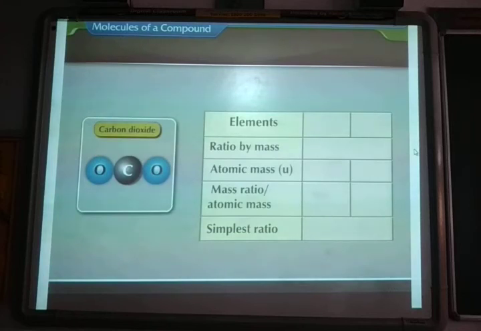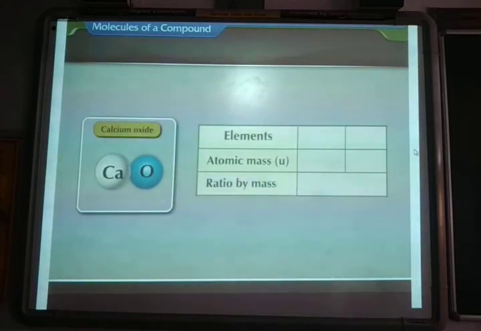In the compound carbon dioxide, the combining elements are carbon and oxygen. The ratio by mass of the combining atoms is 3:8. The atomic mass of carbon is 12 and that of oxygen is 16. The mass ratio by atomic mass for carbon is 3/12 and for oxygen it is 8/16. Therefore, the simplest ratio of combining atoms is 1:2.